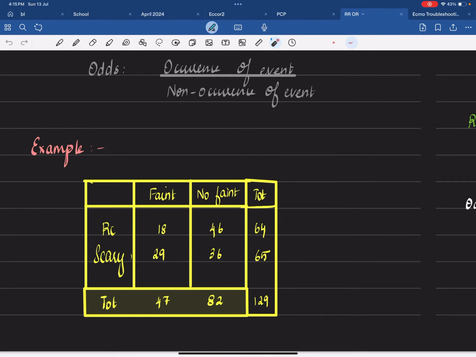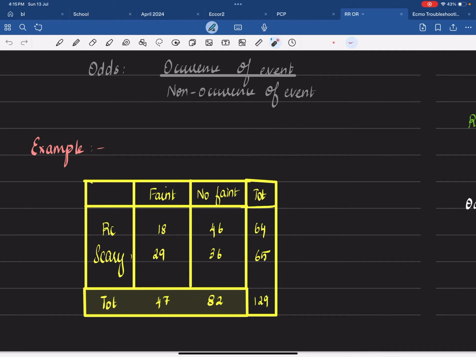So when you construct a 2 by 2 table or a 3 by 3 table, your x-axis has the exposure, whereas your y-axis has the outcome. Here, we will discuss the example of somebody going to a rom-com movie versus a scary movie, and what the chances are that they can faint during the movie.